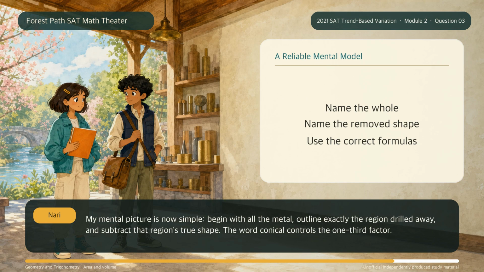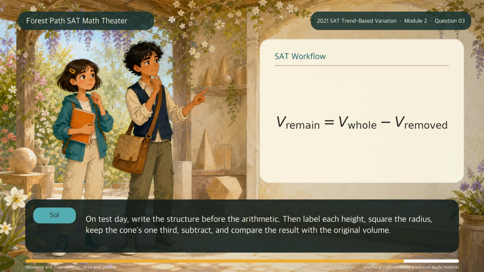My mental picture is now simple. Begin with all the metal, outline exactly the region drilled away, and subtract that region's true shape. The word conical controls the 1/3 factor. On test day, write the structure before the arithmetic. Then label each height, square the radius, keep the cone's 1/3, subtract, and compare the result with the original volume.